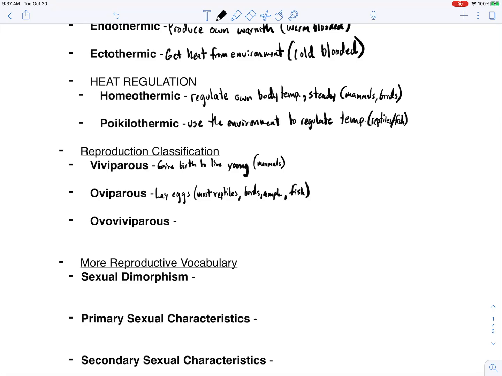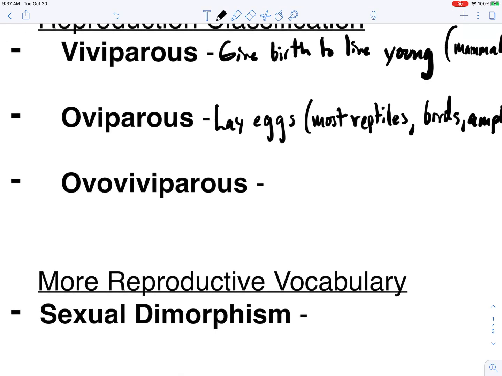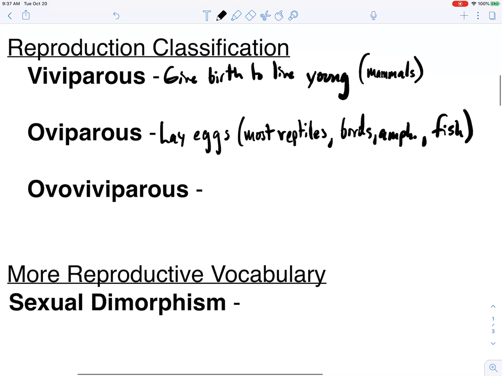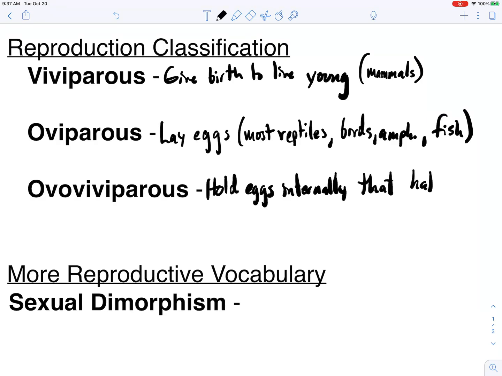We see this commonly with most groups of creatures being oviparous, laying eggs that develop and hatch outside of the body. And then we have this one random kind of special case, ovoviviparous. You can see it's a combination of the two words. Those organisms hold eggs internally that hatch and release live young. We see this with some snakes.